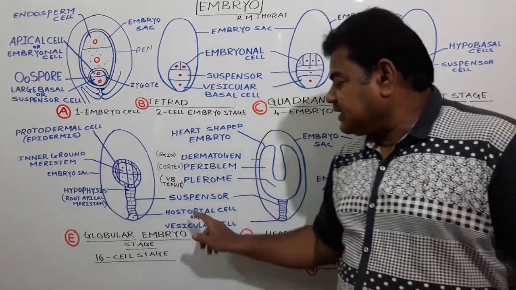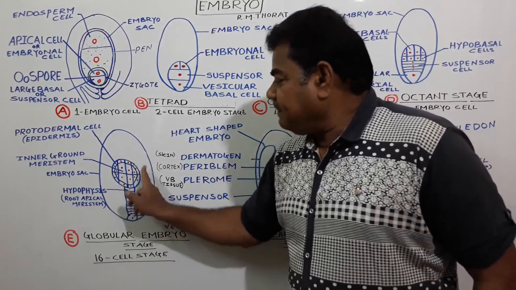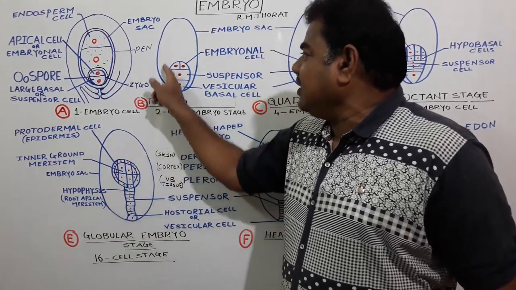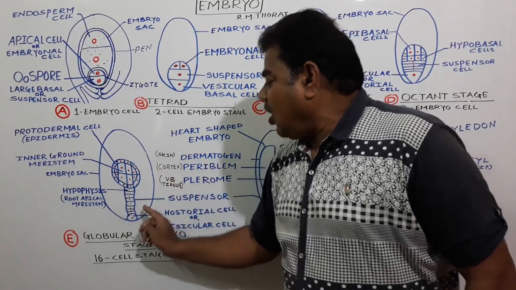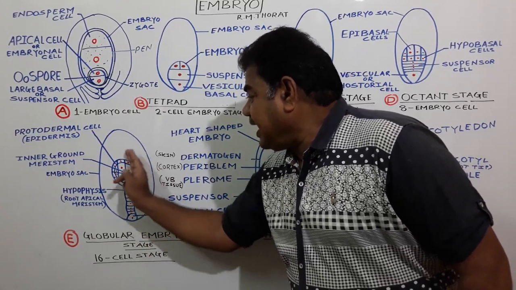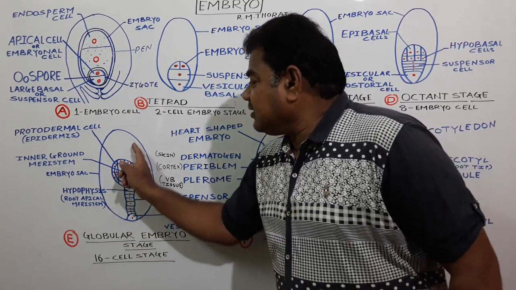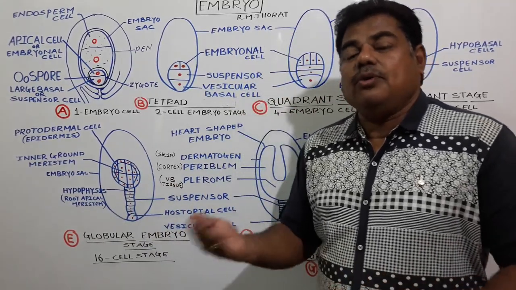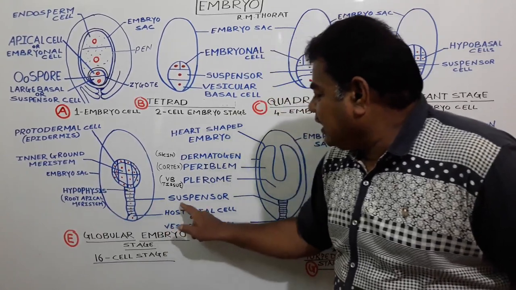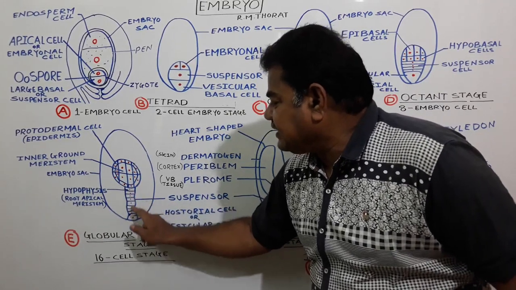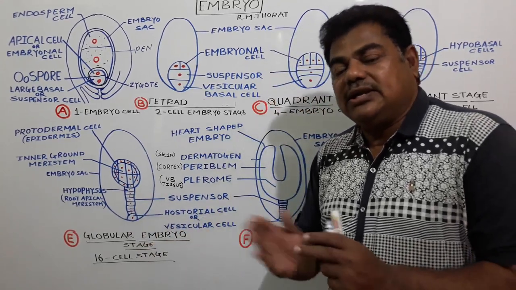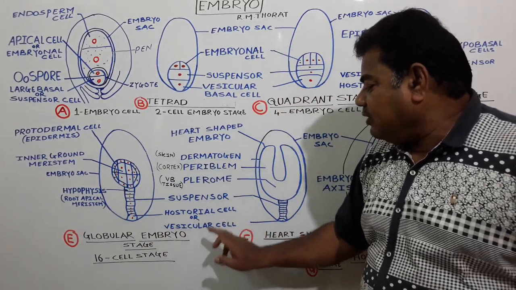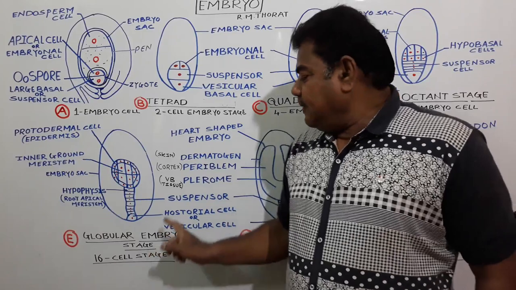The main function of the suspensor is to push the globular embryo inside the cytoplasm of the big cell which is present here in this embryo sac, or the suspensor pushes the developing embryo inside the endosperm to gain more nutrition in the subsequent embryo development stages. So the suspensor is of 7 cell, 8 cell, 9 cell or 10 cell according to the species. And the one cell which is attached to this embryo sac, that cell we call a haustorial cell, or a vesicular cell. It remains as it is, it fixes the suspensor.